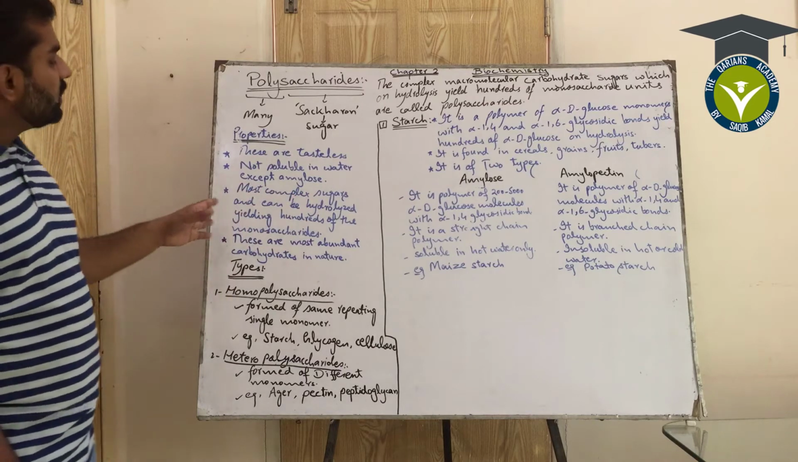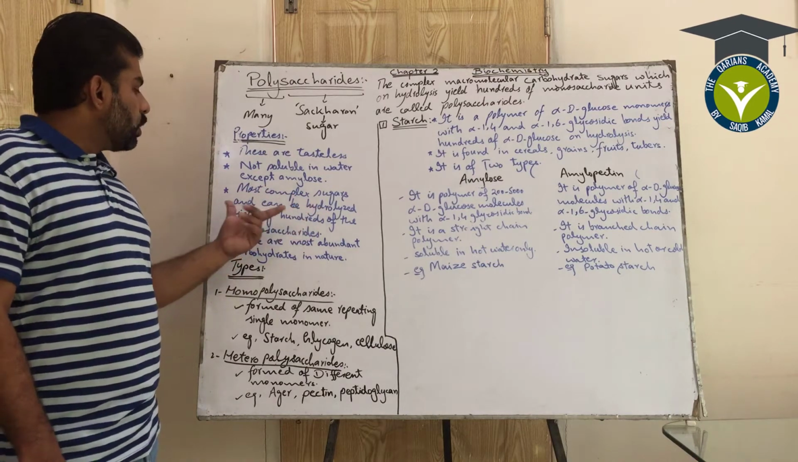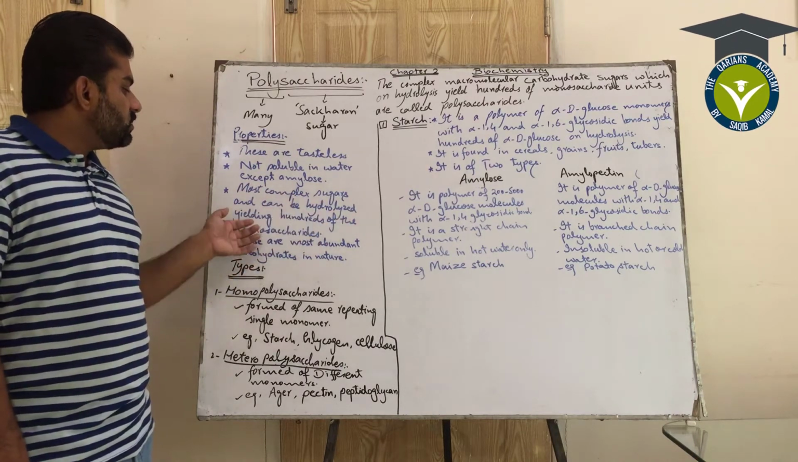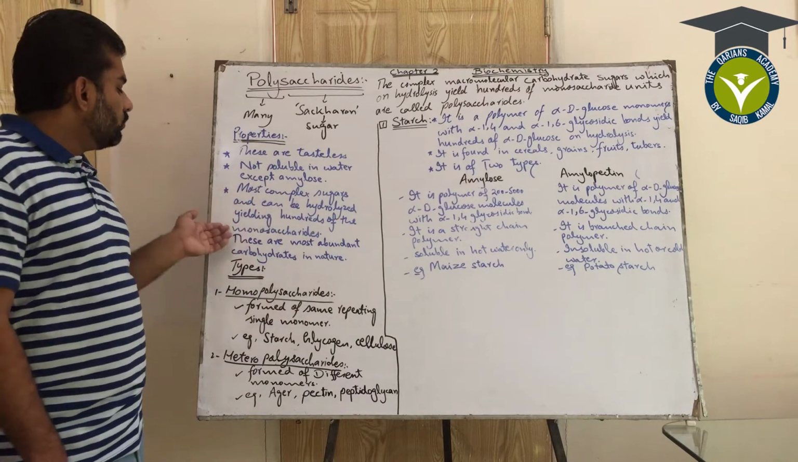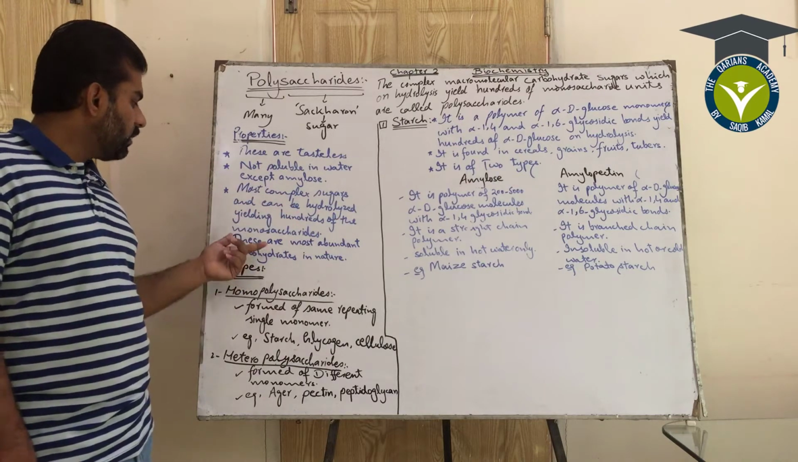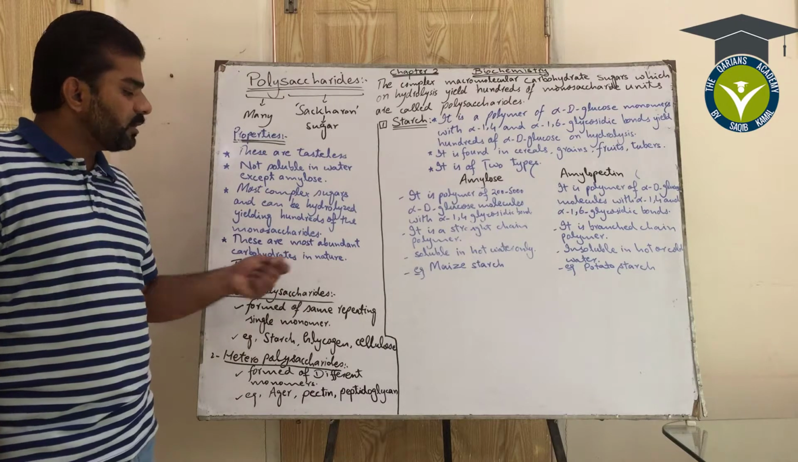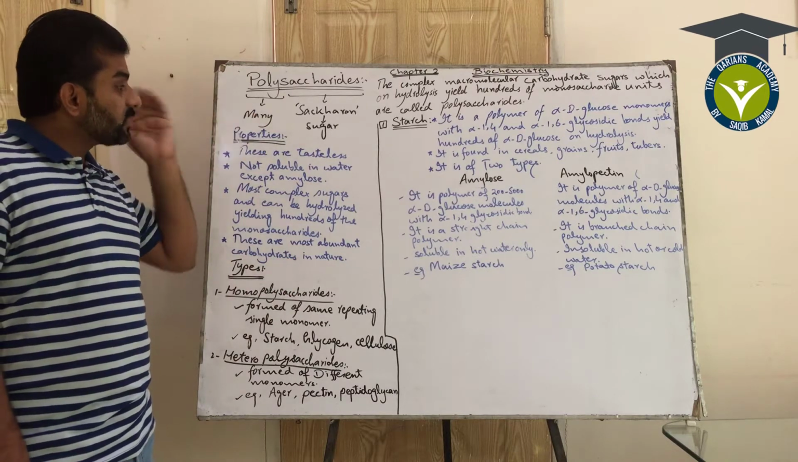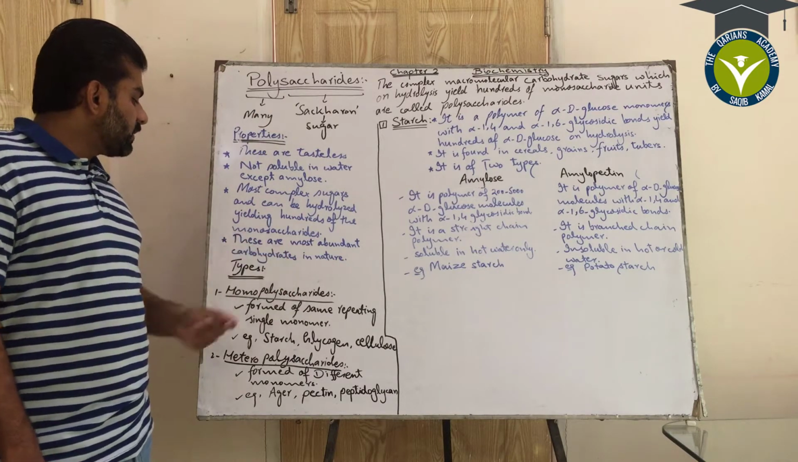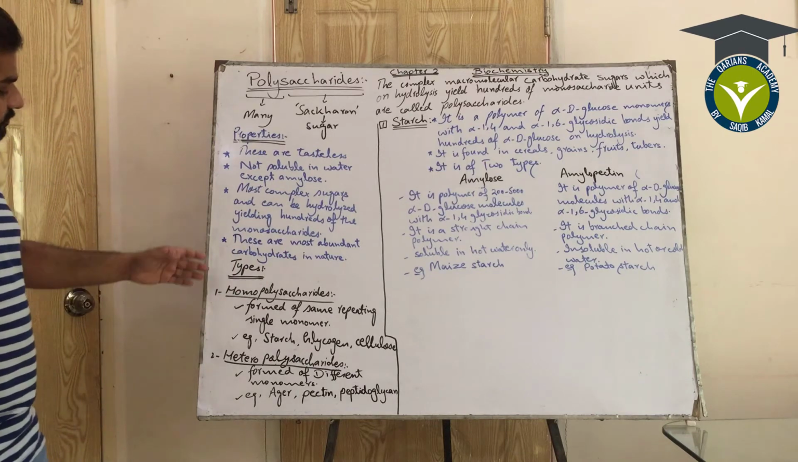ये complex sugars हैं, इनको hydrolyze किया जा सकता है और जब इनको hydrolyze किया जाता है they yield hundreds and thousands of the monosaccharide units. These are the most abundant carbohydrate in nature. ये जो polysaccharides हैं ये नेचर में वाफर मिकदार में abundantly पाए जाते हैं.